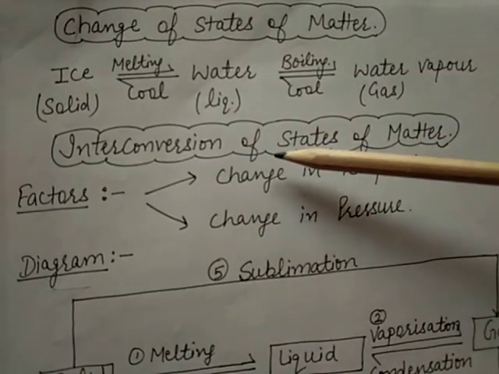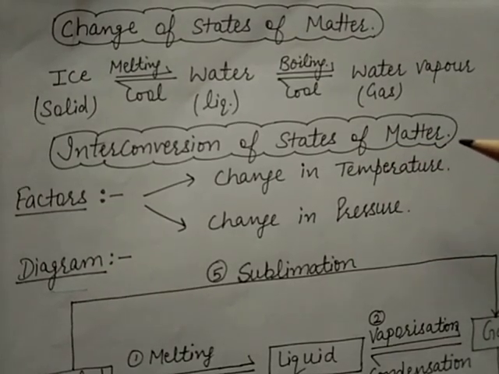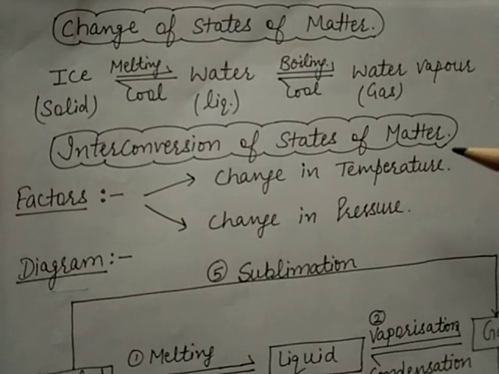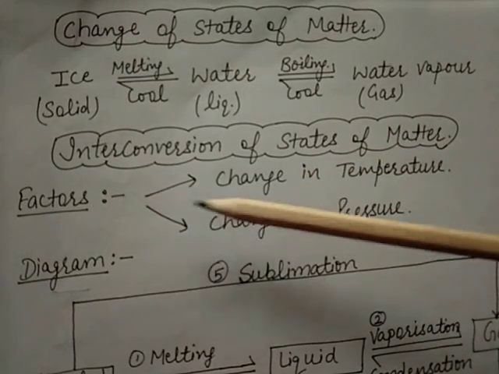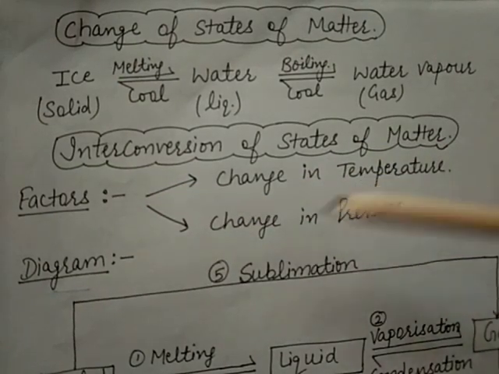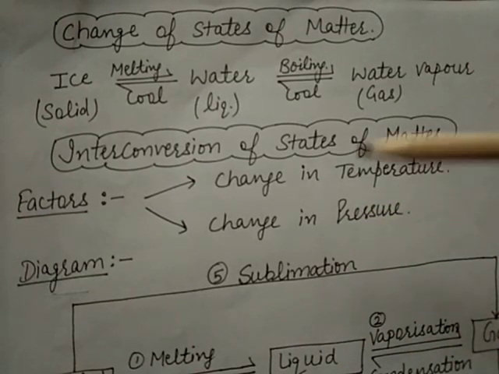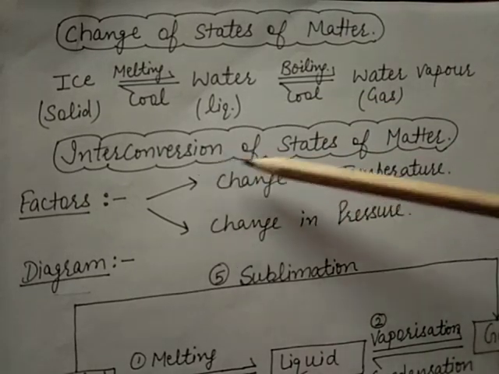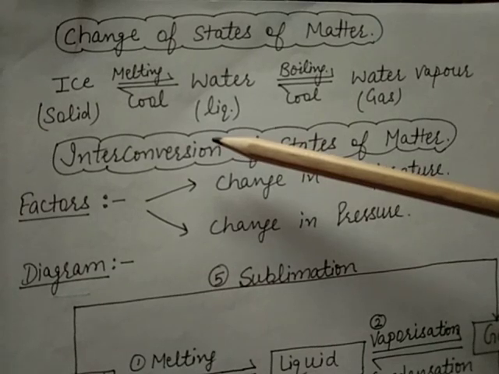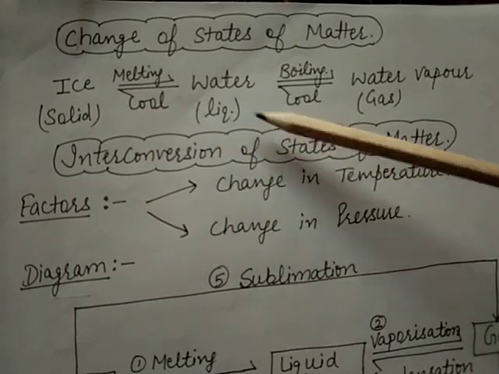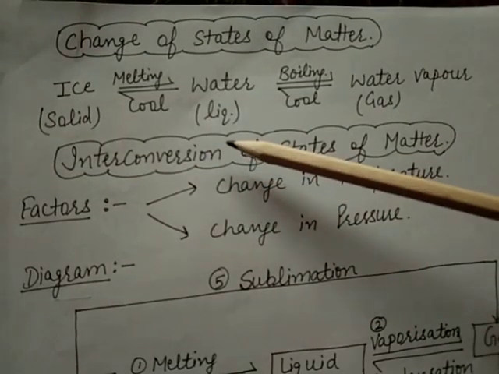Now next is interconversion of states of matter. How the states of matter are interconvertible. This can be interchanged by two factors. First is change in temperature, second is change in pressure. Means the process of change of matter from one state to another and back to the original state by the condition of temperature and pressure is called interconversion of states of matter.